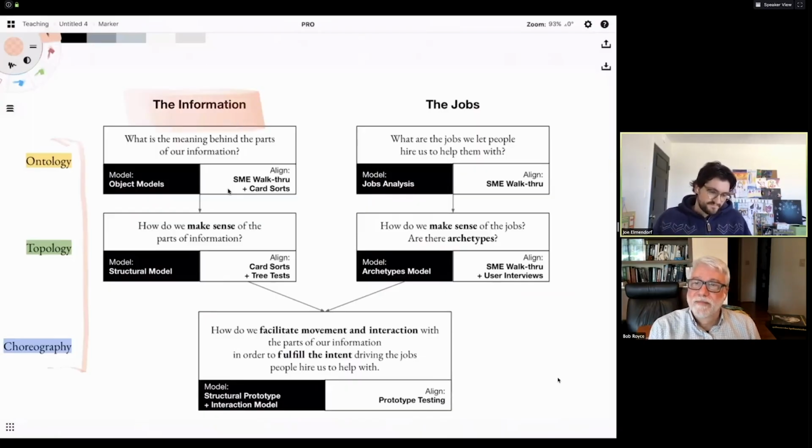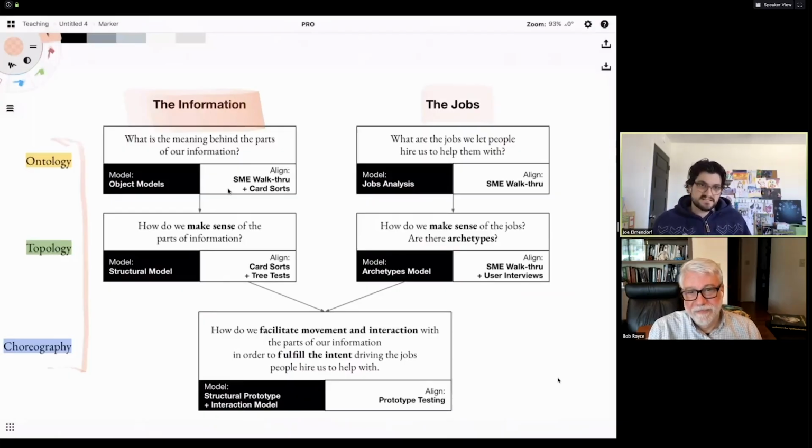There's the information of the system itself. What are the things that we are making sense of? What are the things that we are arranging? And then there's the jobs, the things that people want to do. Why are we arranging this information? Why does this information even exist? People want to use it for something.